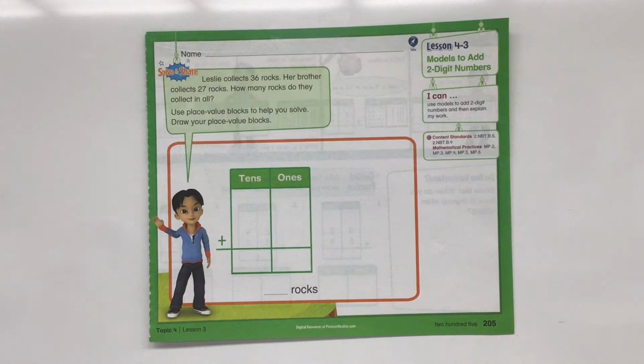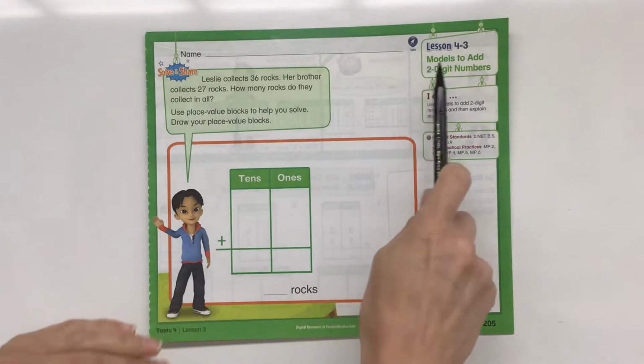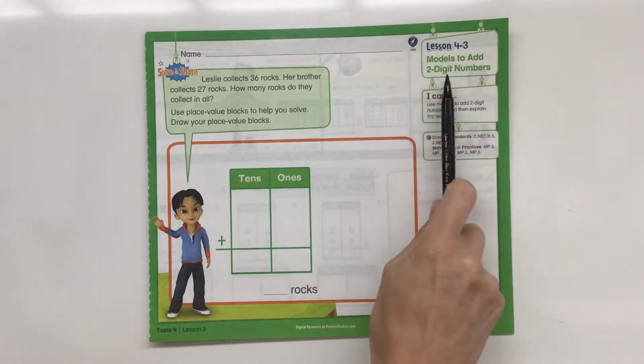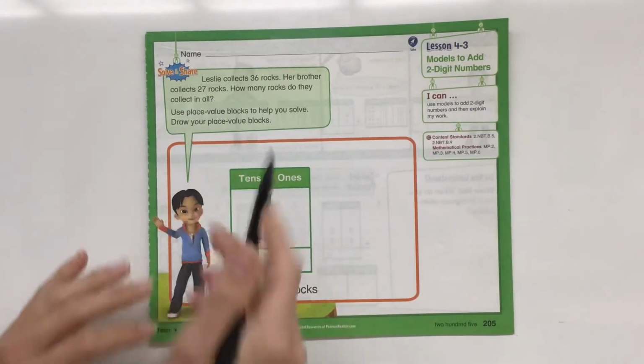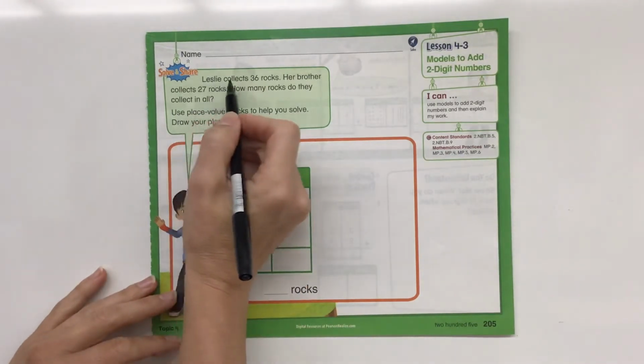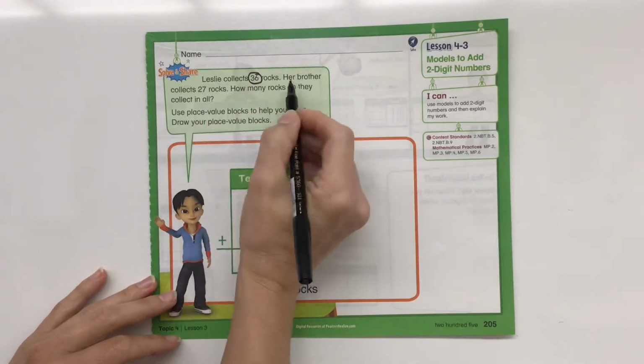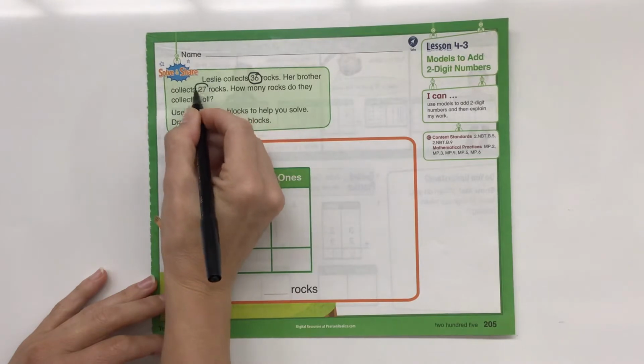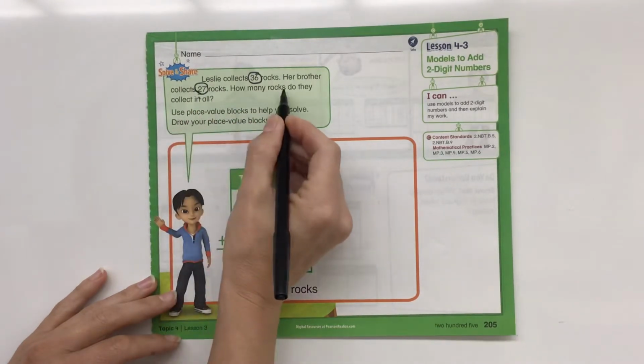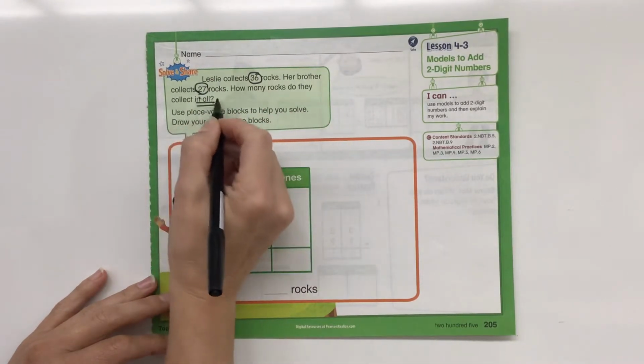This is second grade math lesson 4-3. We're going to be using models to add two-digit numbers. So let's take a look at our question here. Leslie collects 36 rocks. Her brother collects 27 rocks. How many rocks do they collect in all? So we know we're going to be adding.